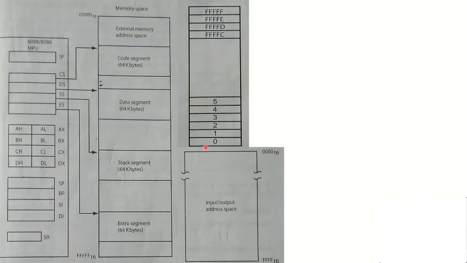So this is showing the memory map, starting from 00000 to FFFFFH. And this is also showing the input output address space. This is showing the input output capability. It means how many input output devices can be interfaced with the 8086. The maximum is from 0000 to FFFF.